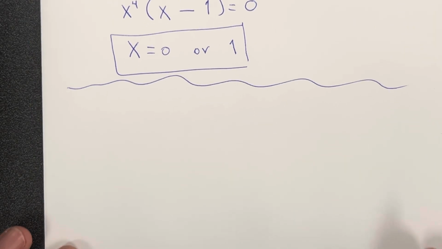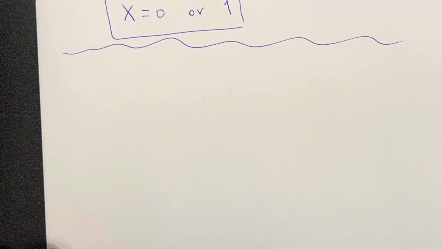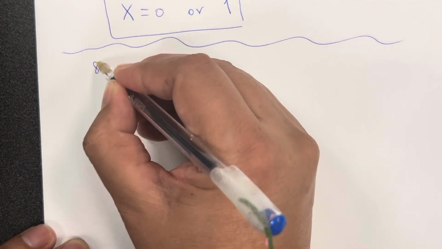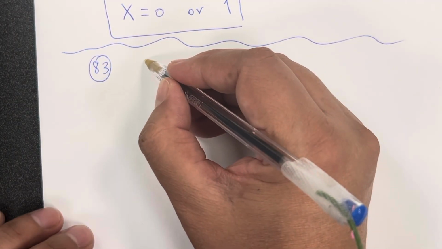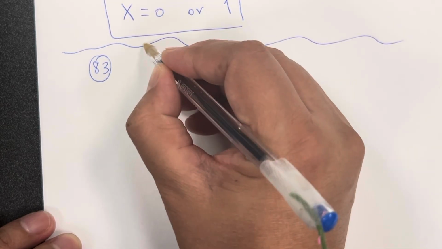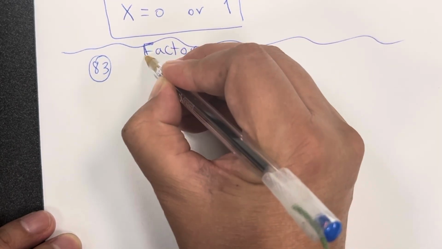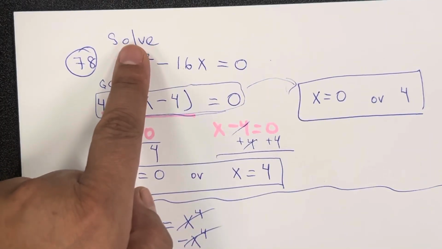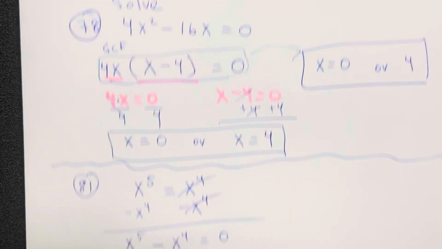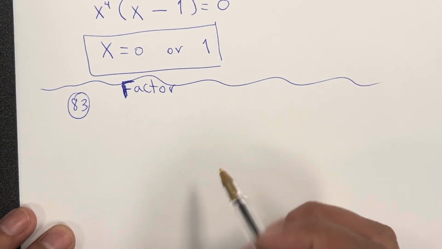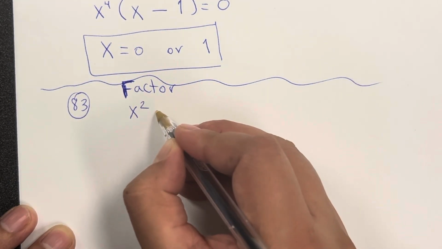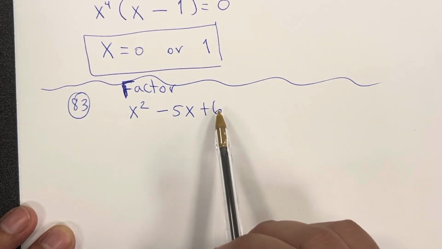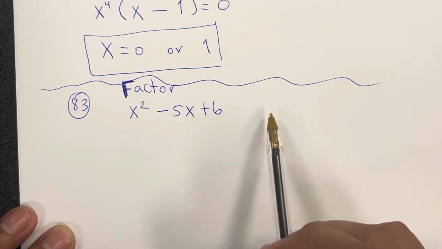Okay, now we're going to go to the ones that have, let me do number 83. We're going to do this, and it says to factor only, okay? Somebody said, what is the difference between factoring and solving? Okay, solving is finding what the value of x is going to be. For factoring, we cannot do that. Why? Well, 83 says x squared minus 5x plus 6. The reason for which we cannot solve is because it doesn't say equal to something else, okay?